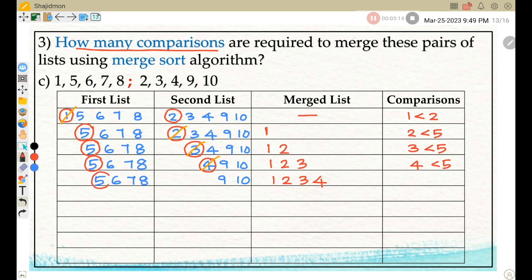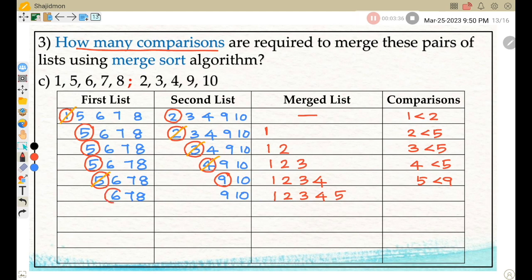Now again the numbers 5 and 9 we are comparing. So 5 less than 9. So 5 will come to the list: 1, 2, 3, 4. After that 5 will come to the list. So now 5 is done. Write the remaining 6, 7 and 8. Here 9 and 10 same, correct?